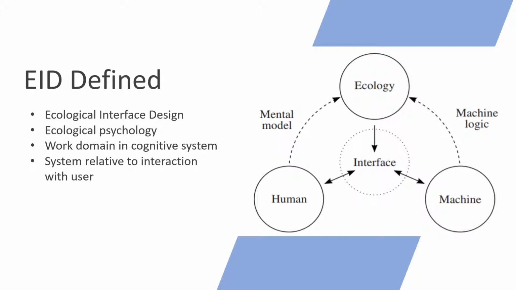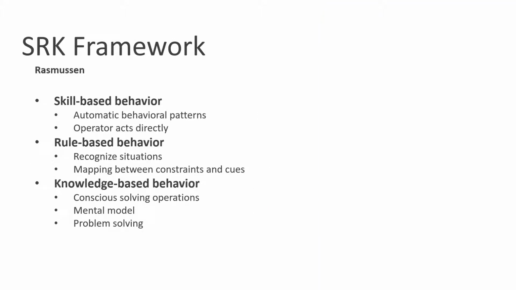So the focus of the design is to reflect the constraints of the workplace in a way that's perceptive and visibly displayed to the user. The skills, rules, knowledge framework defines three types of behavior that are present when operators are processing information. It was developed by Rasmussen, and it helps designers take in all the information for the system and apply it to aspects of human cognition.